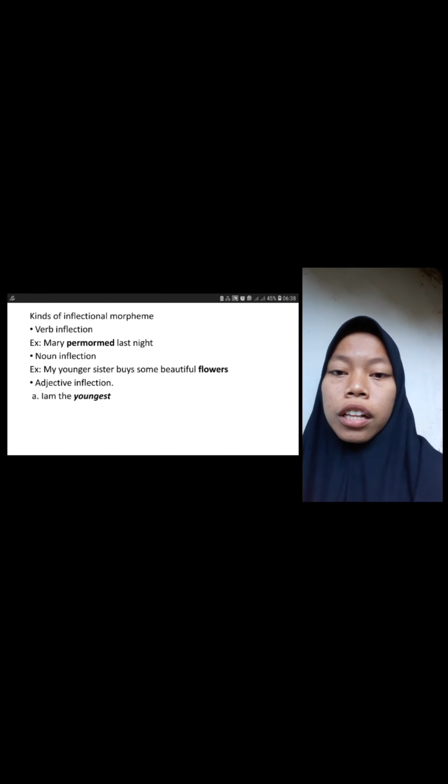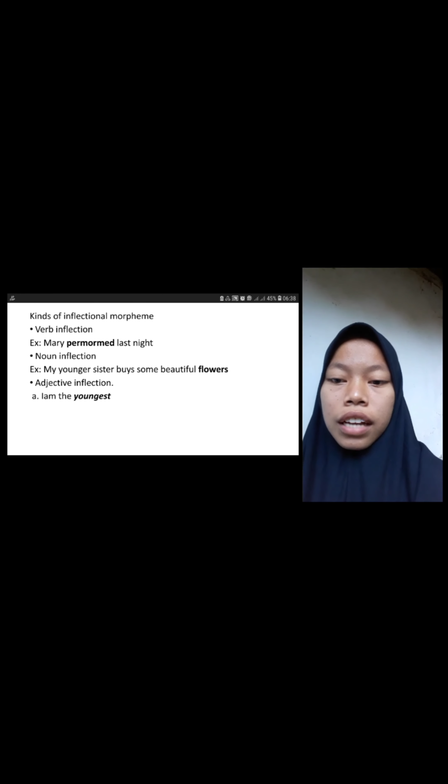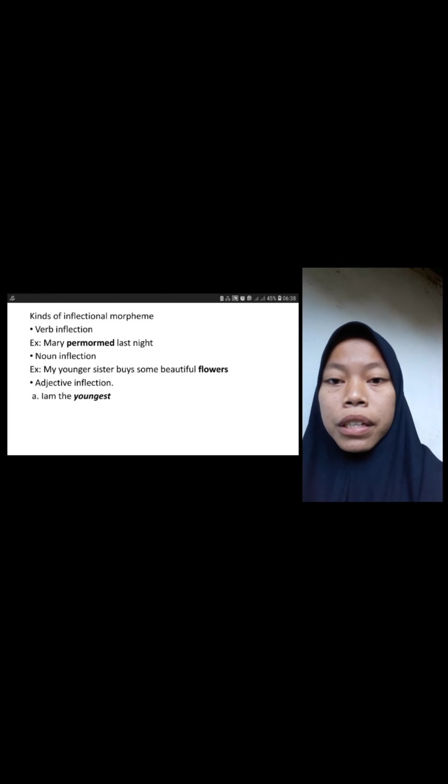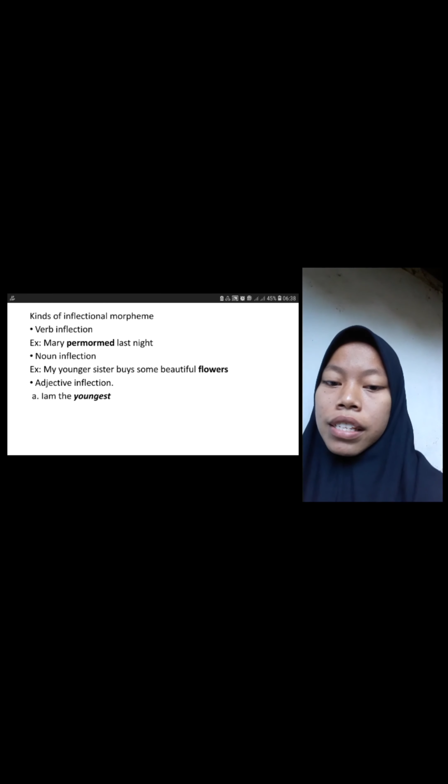An inflectional morpheme has three types. The first is verb inflection. Example: Mary performed last night. The aspect of the grammatical context that is relevant to the suffix ed on performed refers to the past event. The suffix ed does not change the meaning of perform itself. It only shows that the action was in the past.